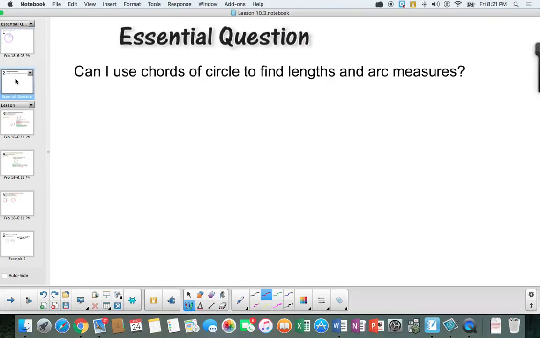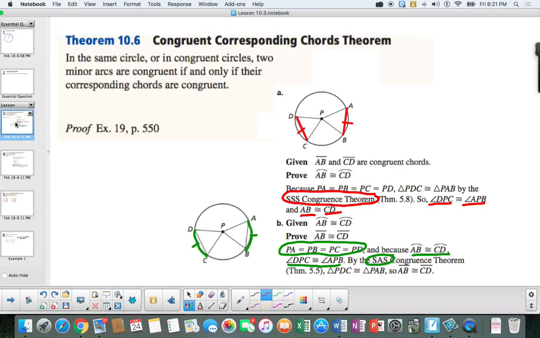10.3, using chords. Can I use chords of a circle to find lengths and arc measures? Let's take a look at our first theorem, the congruent corresponding chords theorem.